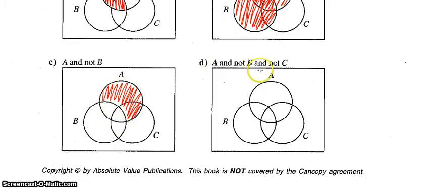Okay, A and not B and not C. Oh, that's interesting, right? So A, the whole circle A, but not B. So you exclude the part that overlaps with B, and then you exclude the part that overlaps with C. So just this part. All right. So you can also write some symbols for that, right? A intersect with not B, all right? And then you can intersect with not C, something like that.